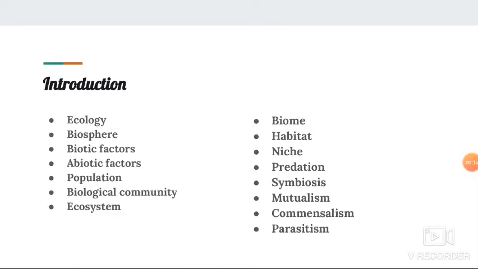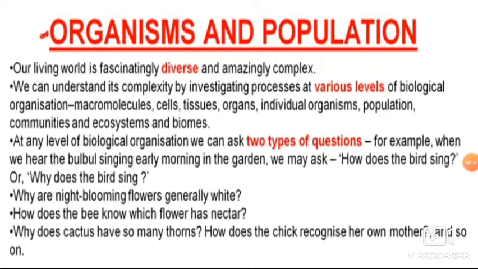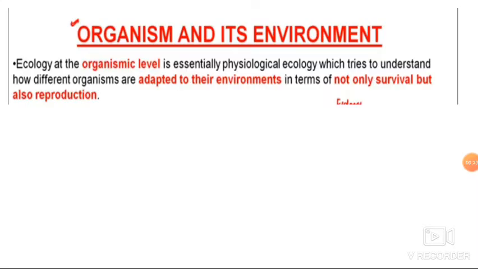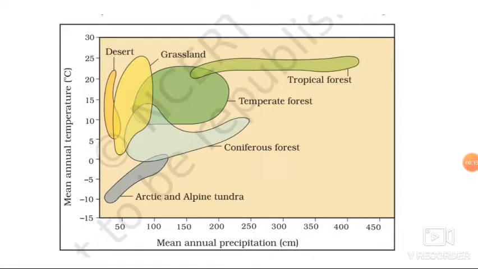And students, in the last class we started mainly the abiotic factors. Here are some of the important points about organisms and populations, the basics we came to know. The introduction part is over. Then organisms and their environment, that is also over. And along with that, the diversity of the biomes and the distribution of the biomes, that is also completed.